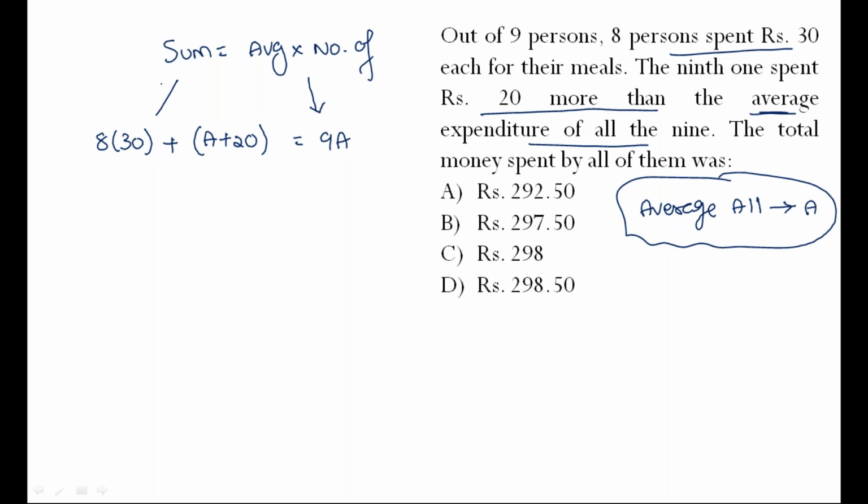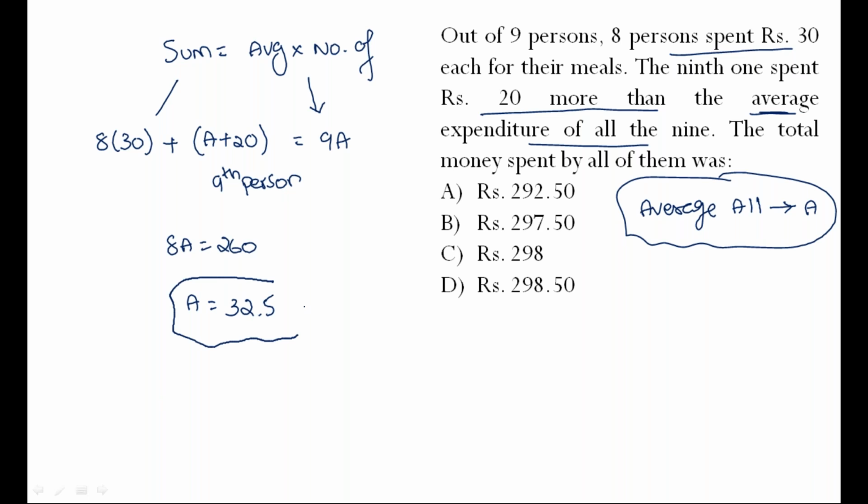Sum is 9 persons, right? 8 persons are spending 30 rupees each. 8 into 30. 9th person is spending 20 more than the average. So that's why 20 plus A. Now if you just use this equation properly, 8A equal to 260. From this, hope you can understand. What is the A value now? 32.5, right? Very good. A value is 32.5 now.